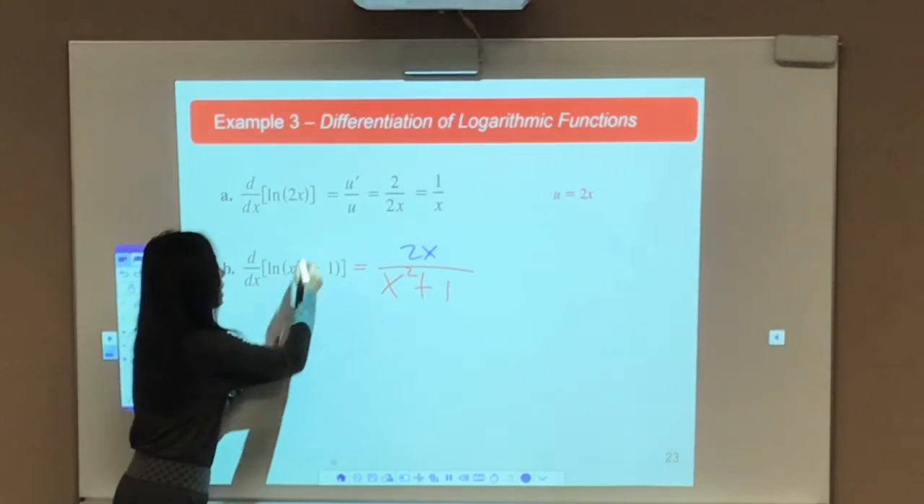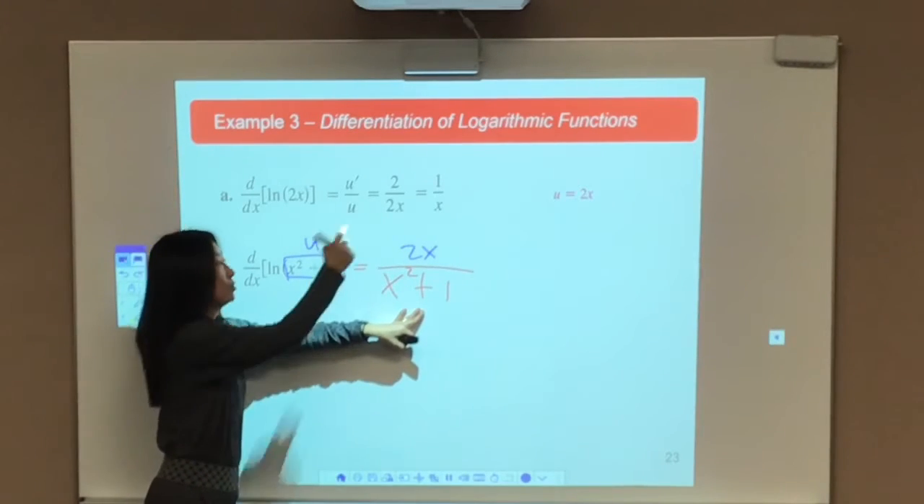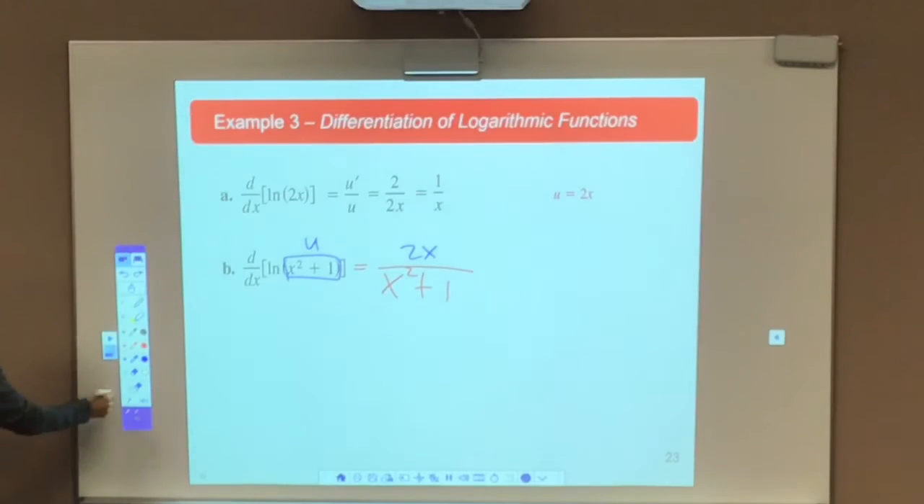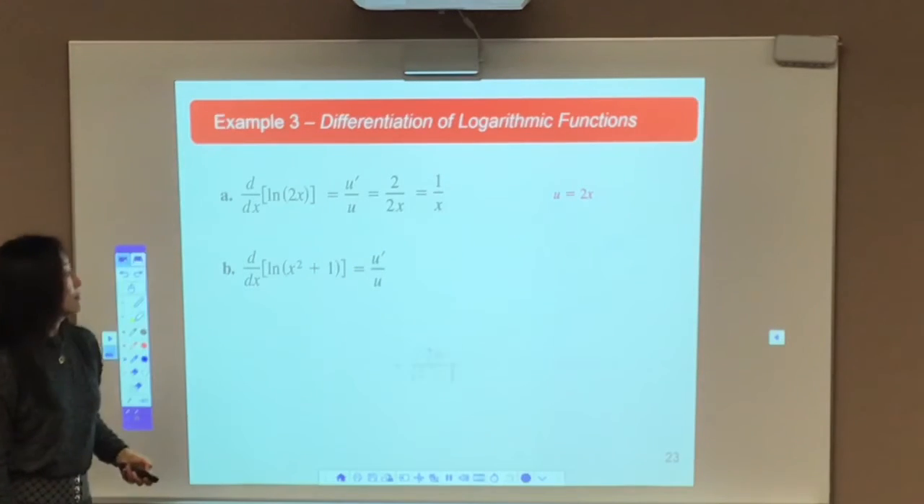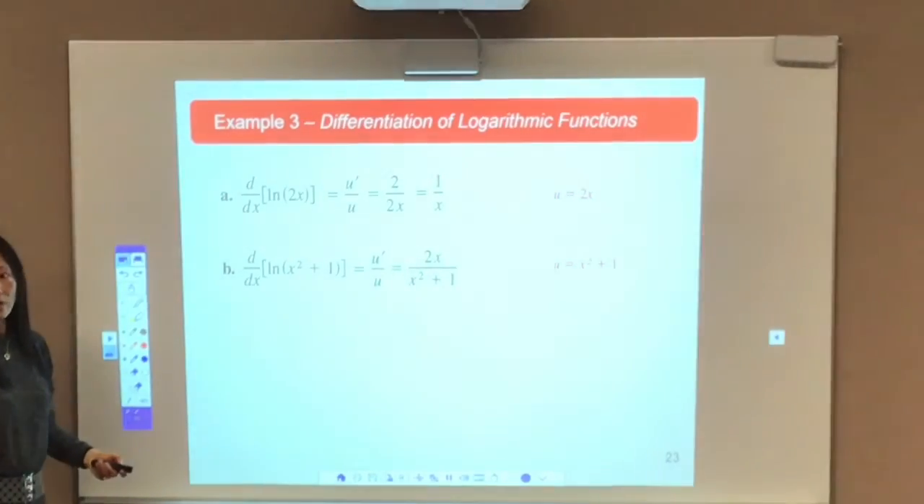So 1 over, this is my u, right? Whole thing. So 1 over u, and then what do you do? U prime in the numerator. Oh, okay. Are you with me? Okay. So 1 over u, and then u prime, which gives you this. Are you following me, class?